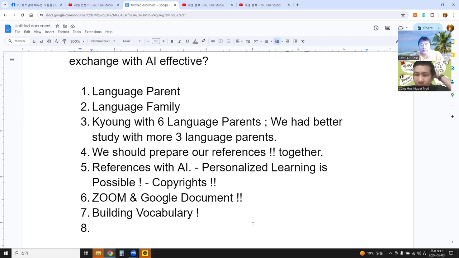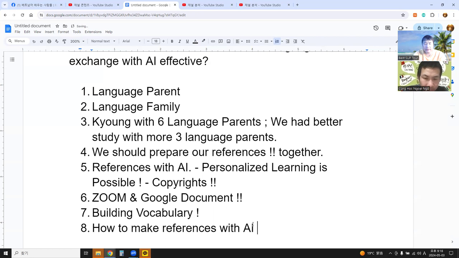So I follow online language exchange. Also you talk about personalized learning level to people. That means AI is a good option to find reference. And also we should know how to make reference with AI. This is very important.